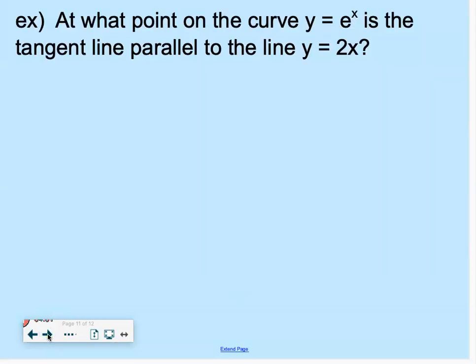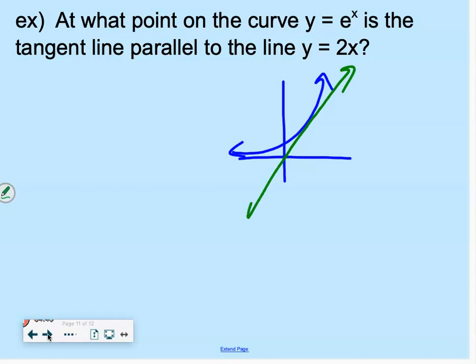Okay, at what point on the curve y equals e to the x is the tangent line parallel to the line y equals 2x? So we've got some curve, y equals e to the x, and we've got this line, y equals 2x. Now, they don't have to actually be tangent to each other. What they just need to do is share the same slope, right? So we're finding the point on e to the x where the slope of the tangent is the same as the slope of this line. So what is the slope of this line?